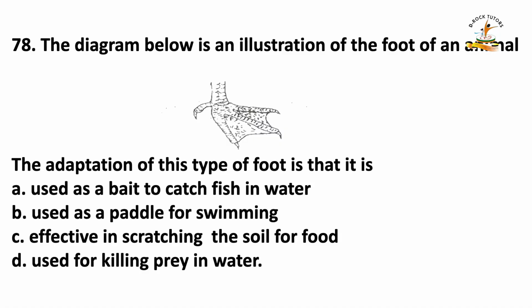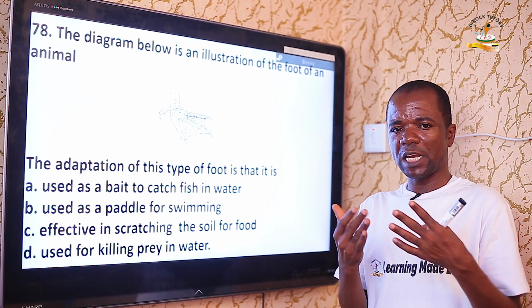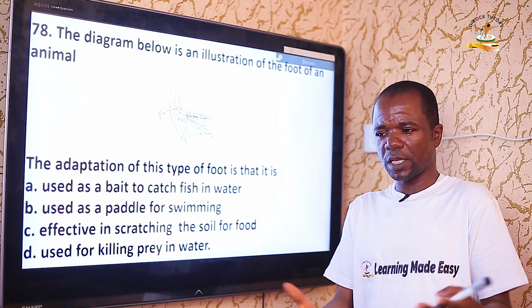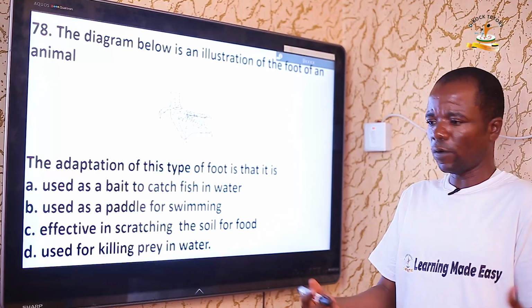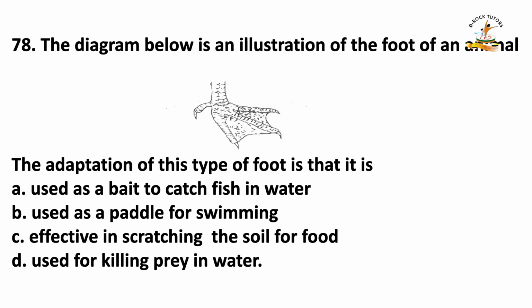Number 78. The diagram below is an illustration of the foot of an animal. Then the adaptation of this type of foot is that, first things first, if you look at the feet here, we can see that it is webbed. The digits are webbed, and we know that webbed feet is an adaptation for aquatic habitat, for organisms that actually live or source for food in water bodies, like a duck, for example. Not only that, you can see the digits here, they have sharp and curved claws, and that can only mean that they are using this as a device for killing their prey.